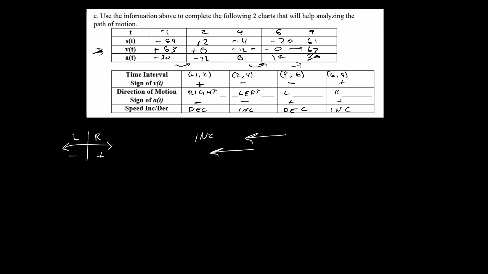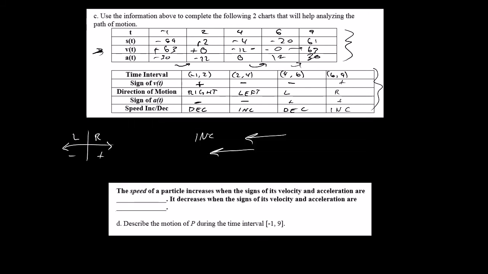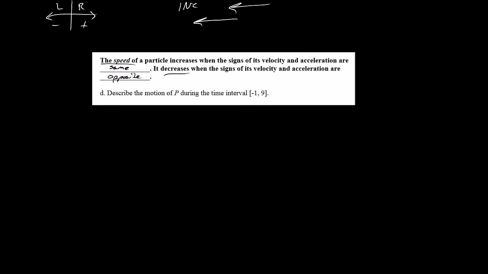Now, all of this is just a whole lot of craziness to say, well, what's really going on here? We take a function, we break it down into our time intervals, then we break it down into what each step does. So the speed of a particle increases when the sign of velocity and acceleration are the same. If they're both the same, then we're going to have an increasing speed, and it decreases when they're opposite.